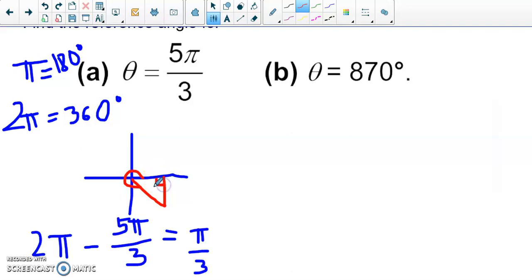What about theta equals 870 degrees? How do we find the reference angle for such a large angle? First of all, you need to figure out how many full circles there are, and we can see that there are two full circles. Two full circles are 720 degrees. So what's left? If we subtract two full circles, which is 720, from 870 degrees, we're left with 150 degrees.